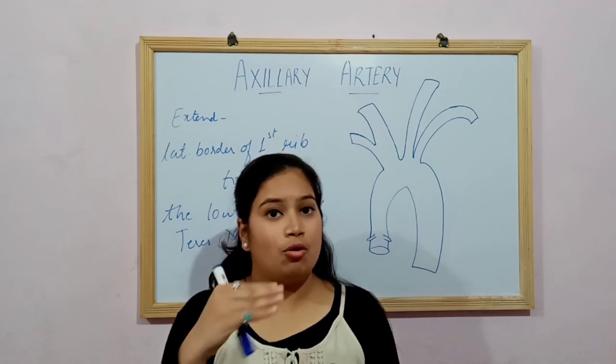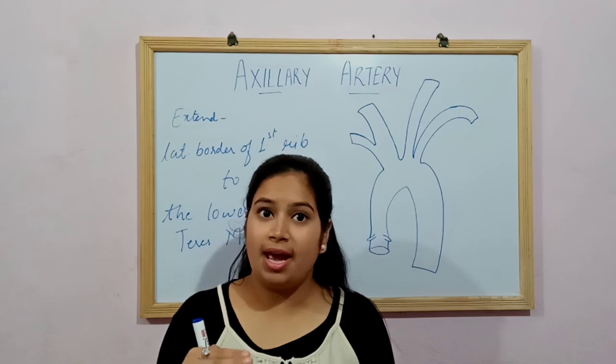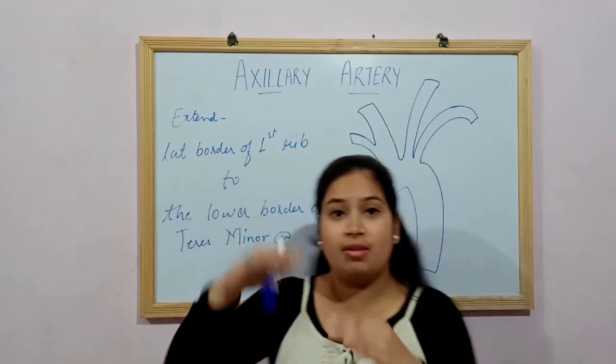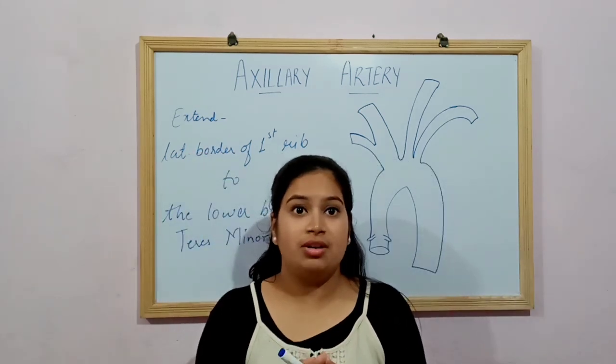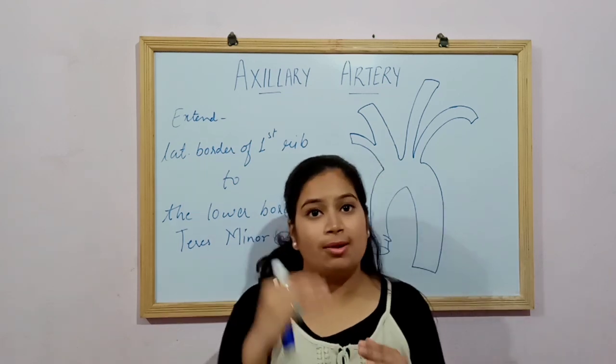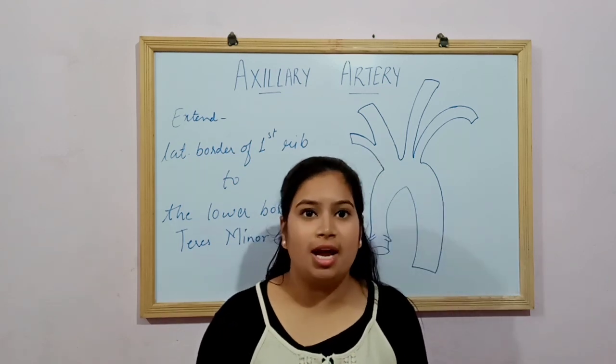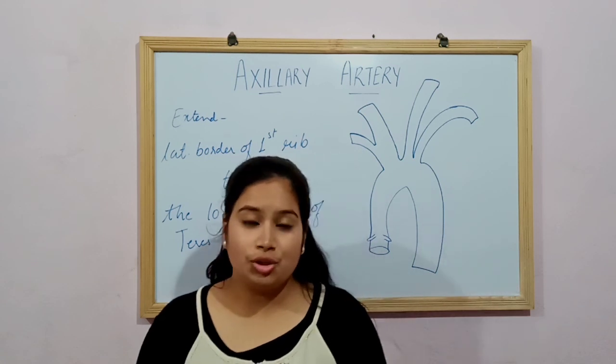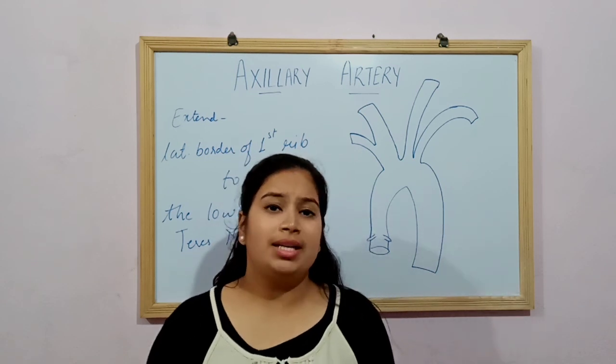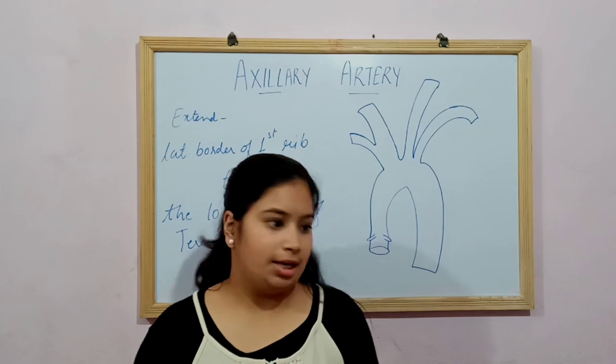Teres minor muscle के ऊपर तक इसका नाम axillary artery है और lateral border of the first rib के ऊपर तक इसका नाम subclavian artery है. जैसे ये teres minor muscle को क्रॉस करती है, इसका नाम चेंज होकर brachial artery बन जाता है. So to understand this, you need to understand a bit about the subclavian artery.